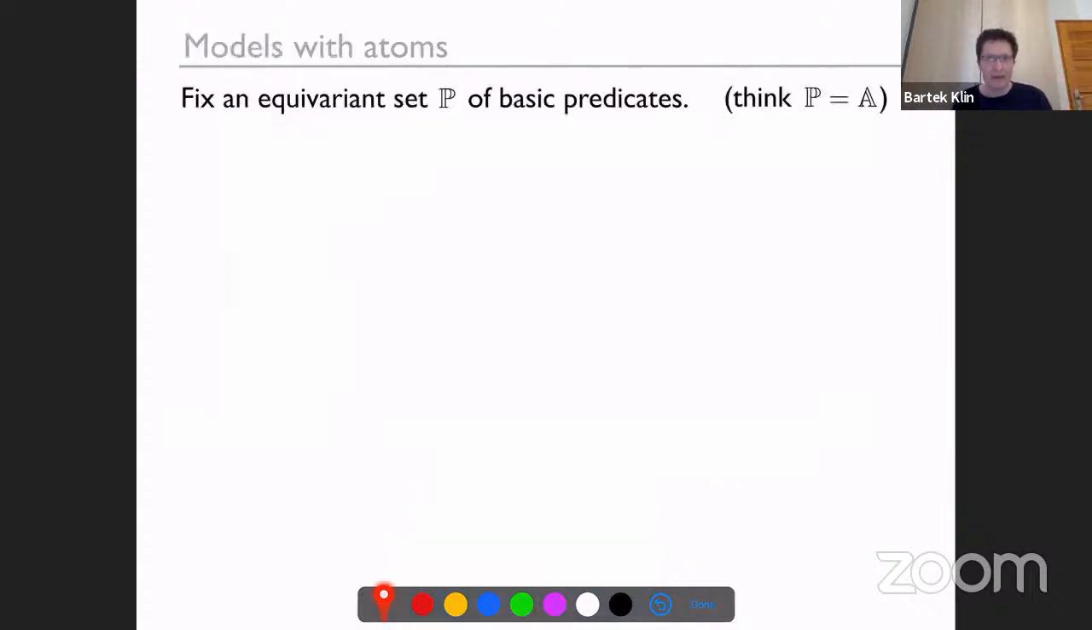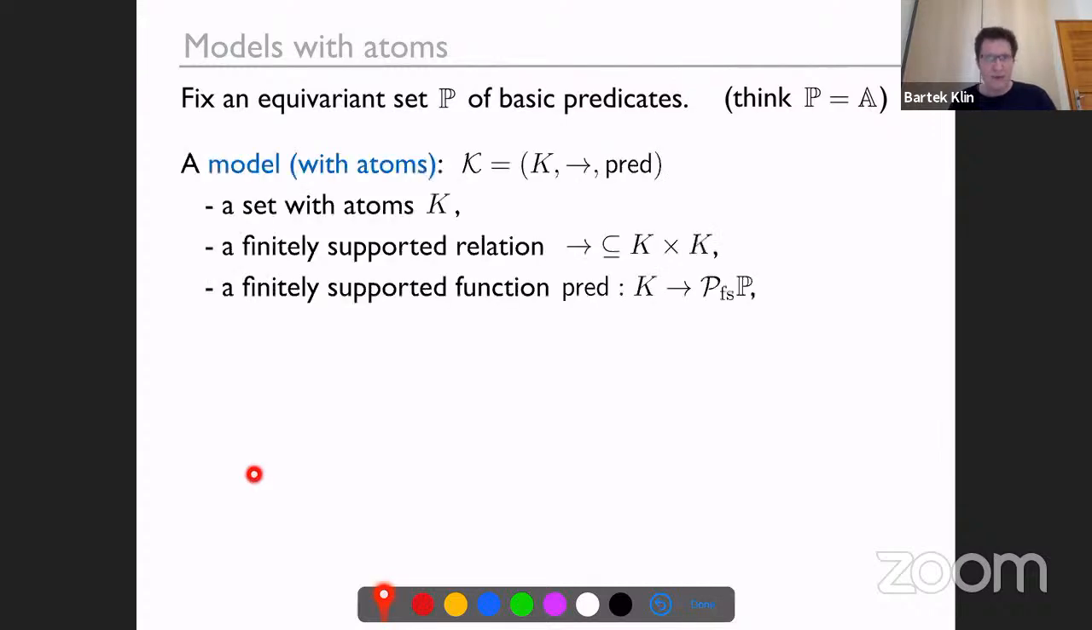First of all, models. And it will be a completely straightforward thing to do. So I will actually go very quickly through that. So now a model with atoms. Now I have an equivariant set of basic predicates, not just set, but a set with atoms. But really, in all examples that I will speak about, it will be just a set of atoms. Very basic predicates.